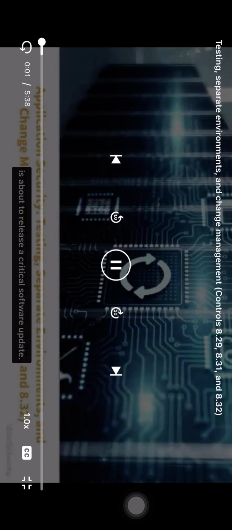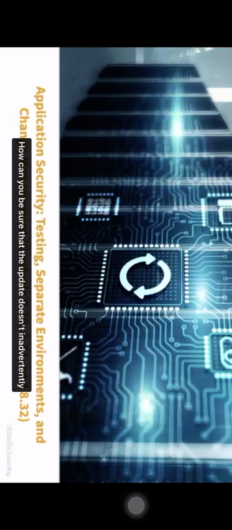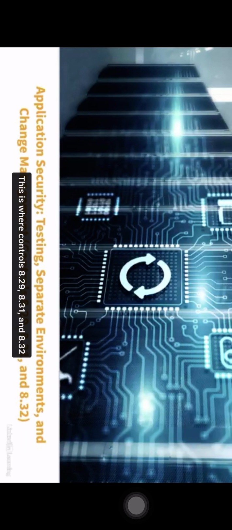Imagine that your organization is about to release a critical software update. How can you be sure that the update doesn't inadvertently introduce vulnerabilities or expose sensitive data? This is where controls 8.29, 8.31, and 8.32 from ISO 27001 come into play. These controls define security practices throughout the application development lifecycle, which I'll cover in this video.